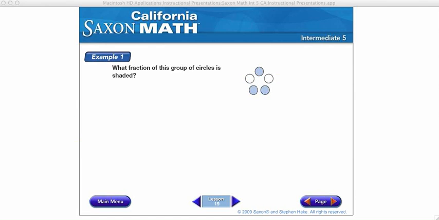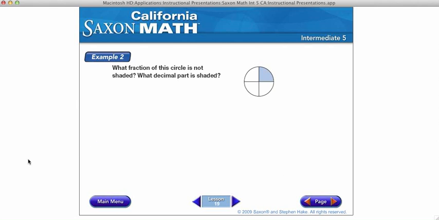Okay, let's look at example 2. What fraction of this circle is not shaded? So we're going to talk about this circle. Again, we have our numerator and denominator. So the part that is not shaded will be our numerator, 1, 2, 3, 3 parts, out of 1, 2, 3, 4 parts all together. So 3/4 of the circle is not shaded.